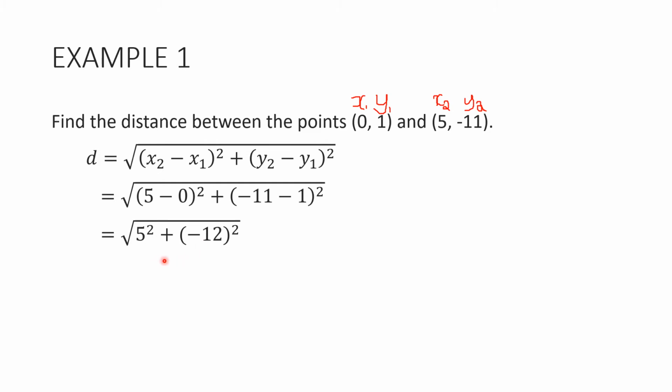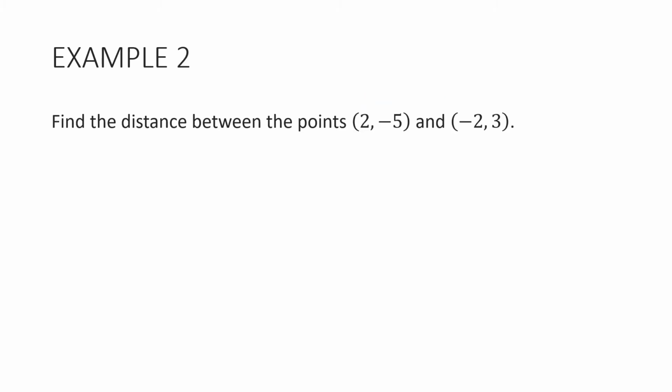So this is 25 plus 144, which gives us 169, and the square root of 169 is 13. Let's do another one. Find the distance between the points (2, -5) and (-2, 3). All right, let's see how we go.